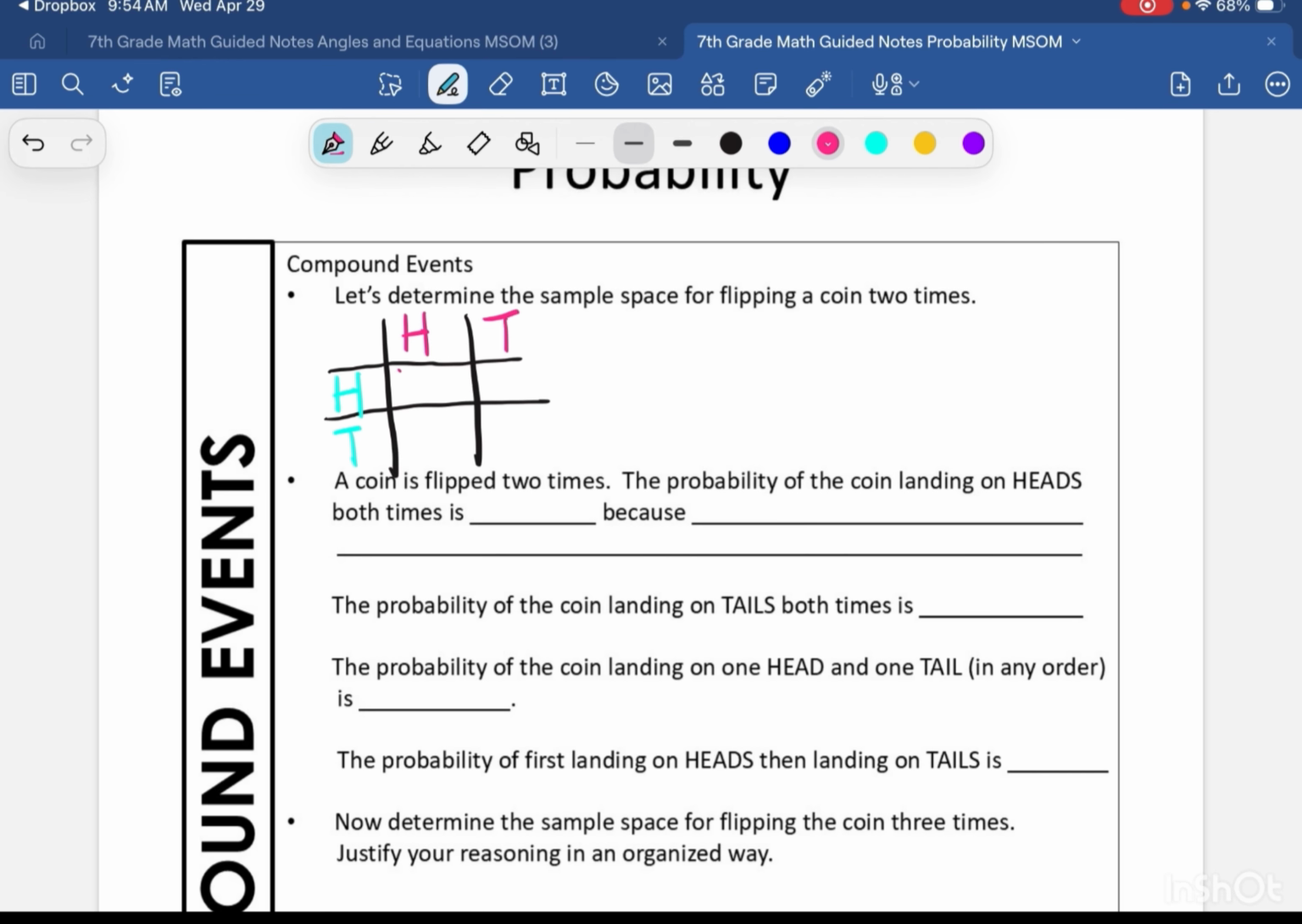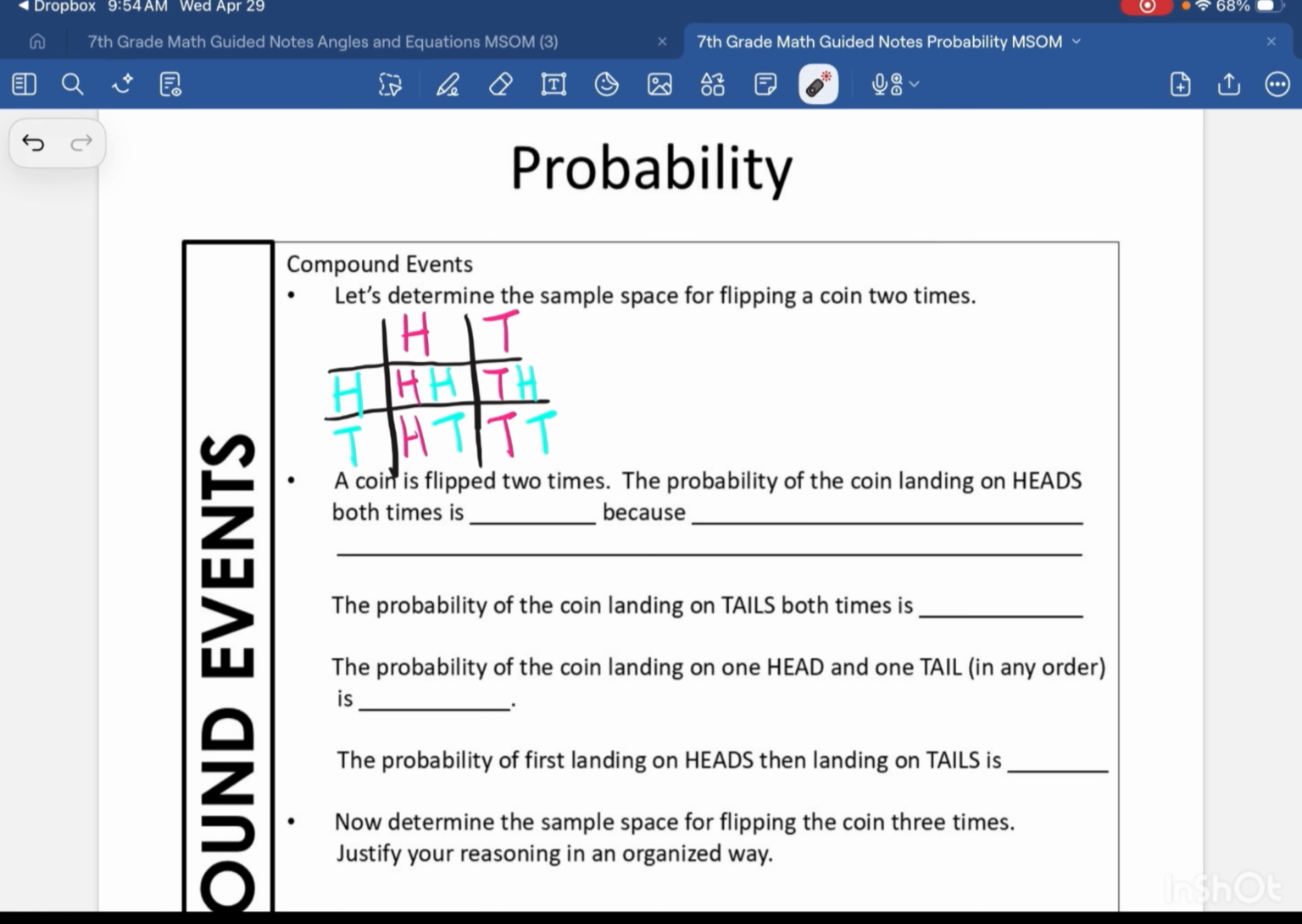So I could have, I'm combining my rows and columns here, I could have a heads and a heads. I could have a tails and a heads. I could have a heads and then a tails, or I could have a tails and a tails. So my sample space would be a heads heads, a tails head, a heads tail, or a tail and a tail. Another way that you can do this, I'm just going to quickly show this other way, is you can make a tree diagram. So if I flip a coin, my options are getting a heads or a tail.